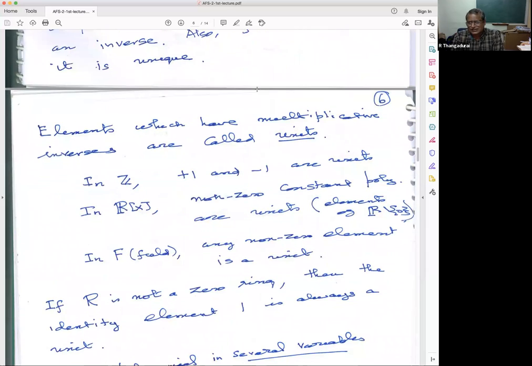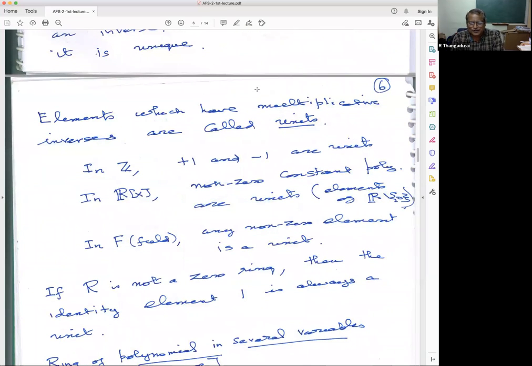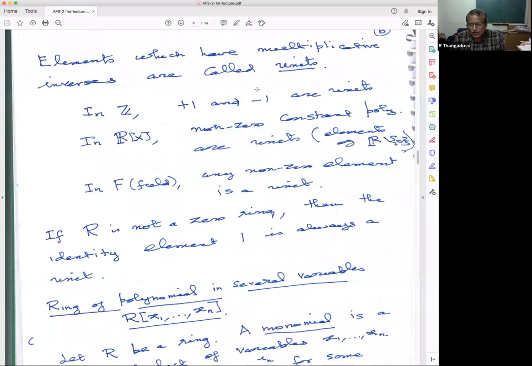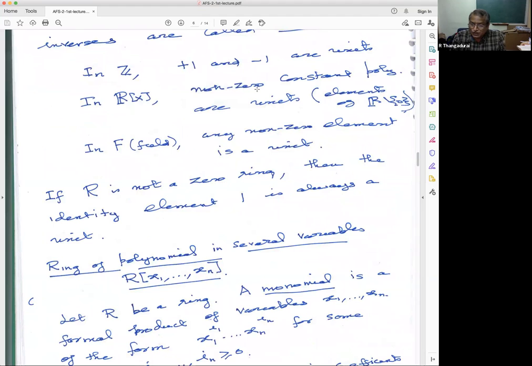Elements which have multiplicative inverses are called units. We are going to talk more about this nomenclature. A unit in a ring means an element which has a multiplicative inverse. For instance, in Z, the units are plus 1 and minus 1. In the polynomial ring R[x], the units are the non-zero constant polynomials, coming from non-zero real numbers. All non-zero real numbers are units in the polynomial ring R[x]. In a field F, any non-zero element is a unit. That is by the definition of a field. So if R is not a zero ring, then the identity element 1 is always a unit. Why? By definition, it is.